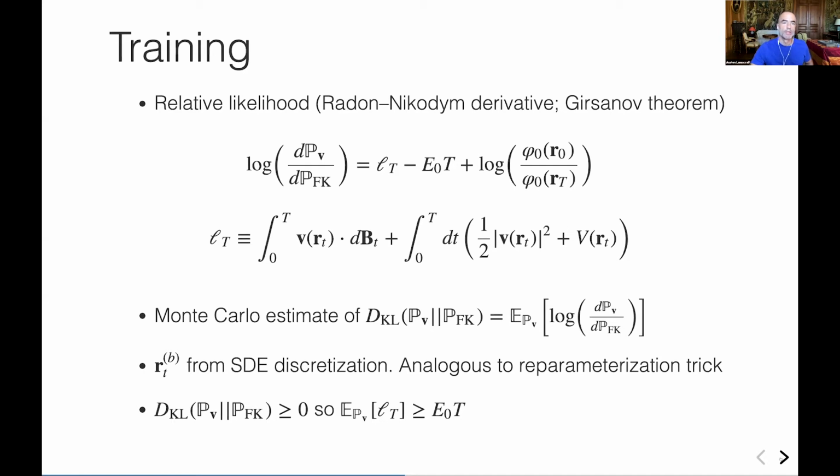Now, because the KL divergence is positive and vanishes when the two path measures coincide, we can see that the expectation of this quantity, curly E, is going to be lower bounded by E naught times the time window we're integrating over. So that gives us access to the ground state energy.